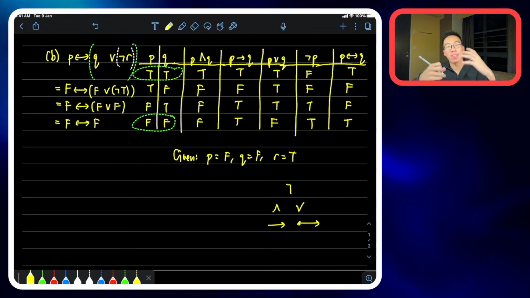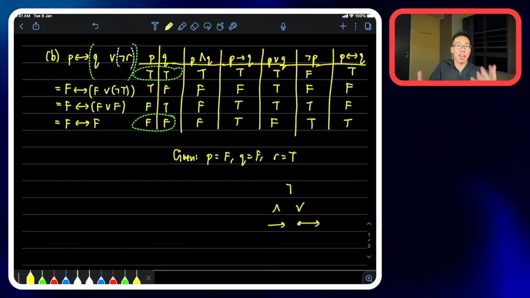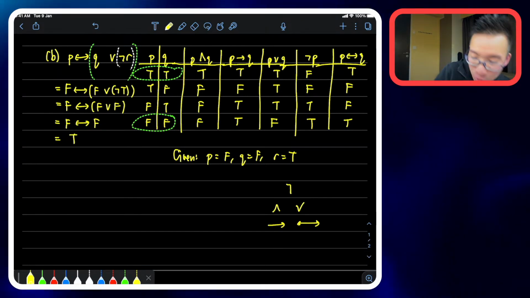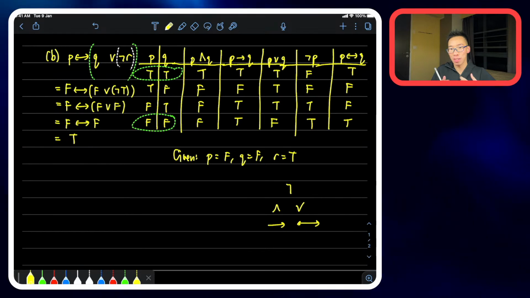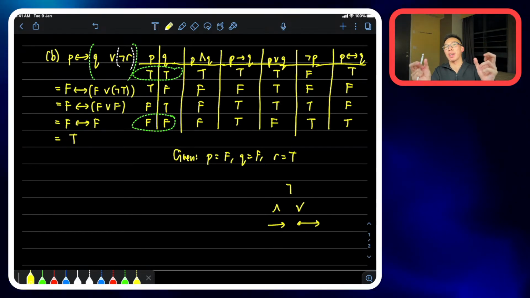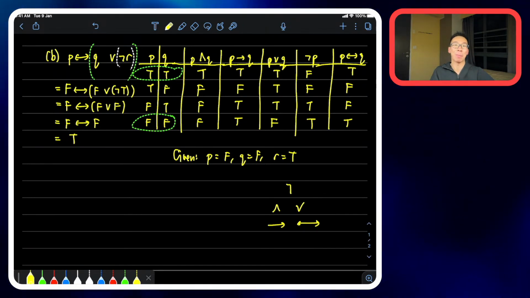So we now have a proposition stating that the truth values on both sides are the same. For the biconditional, the result is true, because the biconditional is true if the two sides have the same truth value. It doesn't matter whether they're true or false, as long as they are the same.